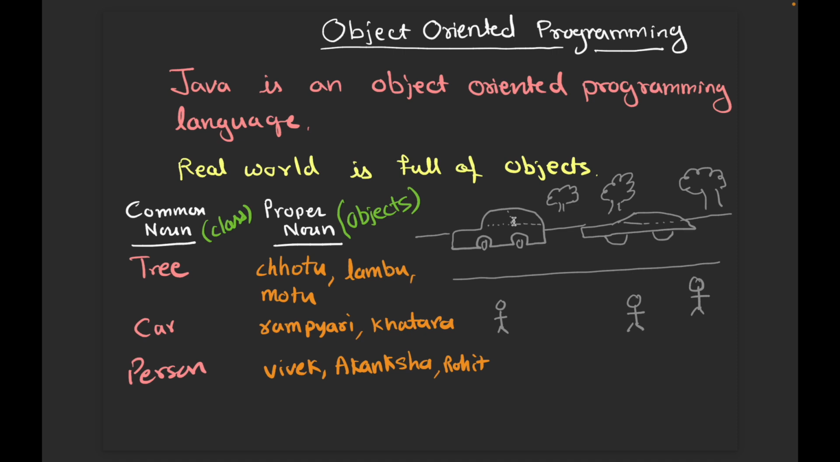A class is a common noun and every proper noun is an object. For example, the common noun is tree, and the proper nouns are Chotu, Lambu and Motu. So tree is a class, and Chotu, Lambu and Motu are objects of the tree class. In a second example, the common noun is car, and Rampyari and Khatara are objects because they are proper nouns. And the third example is person.